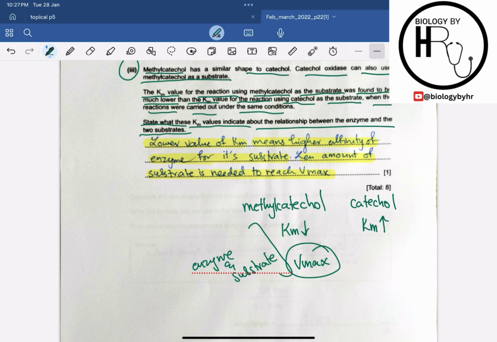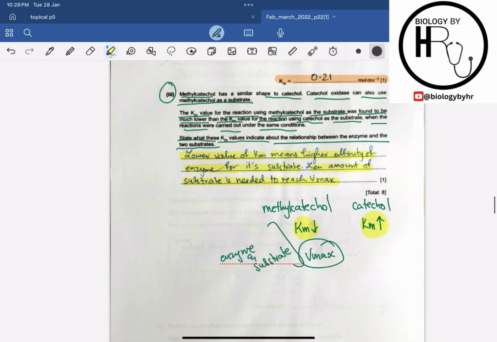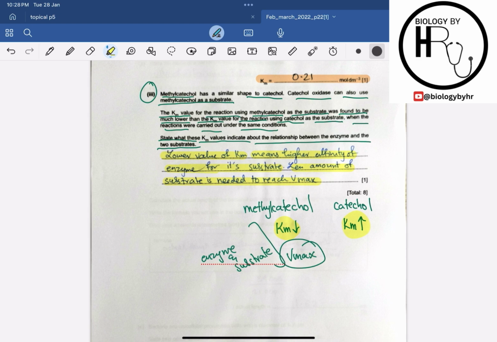So this is basically what the low value of Km indicates: that the affinity of the enzyme and substrate is higher. And the high value of the Michaelis-Menten constant Km indicates that the affinity of the enzyme and substrate is lower, which means they are not willing to bind to each other, the enzyme and the substrate, right? I hope that this part makes sense to all of you.